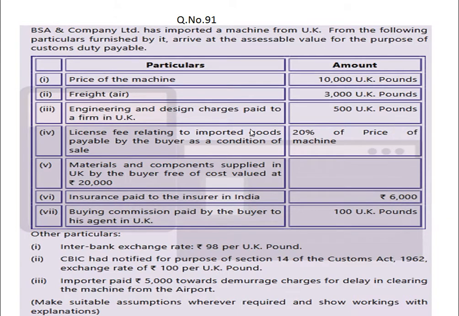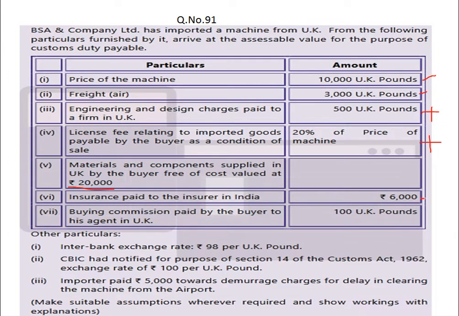That is the question. The price of the machine is 10,000 UK pounds. Freight actual is given, we need to compare this with 20% of the FOB, and the least amount is taken. Engineering charges are to be added to the cost price of the machine, and the license fee is also added to the cost price of the machine. Then material and components supplied in the UK by the buyer free of cost are valued at rupees 20,000. Remember, it is in Indian rupees, Indian currency.